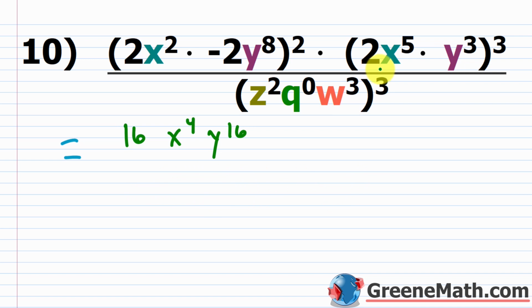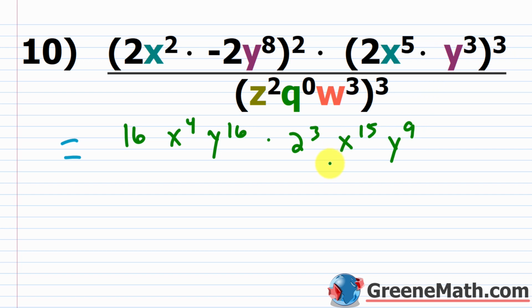Then when we look at this part right here, really I would just apply this exponent. So you would have 2 that's being cubed, okay? And then we have x to the 5th power being cubed, so x stays the same, 5 times 3 is 15. And then y cubed is cubed, y stays the same, 3 times 3 is 9, okay?